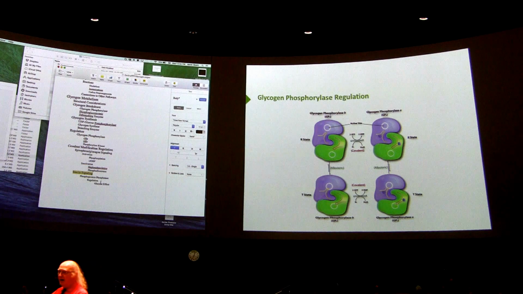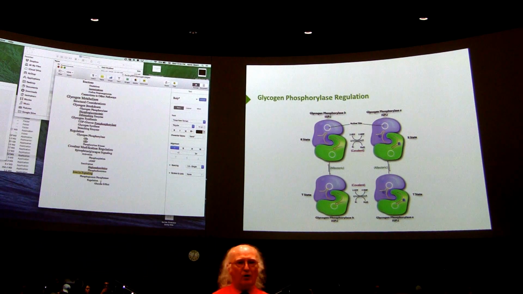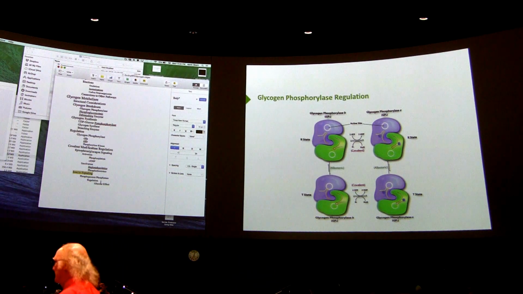Well, if we go from left to right, that means we're either adding a phosphate or removing a phosphate, depending upon which direction we're going. And if we go up and down, we're talking about allosteric regulation, meaning binding of a small molecule to affect the enzyme. That was the definition of what allosterism is.